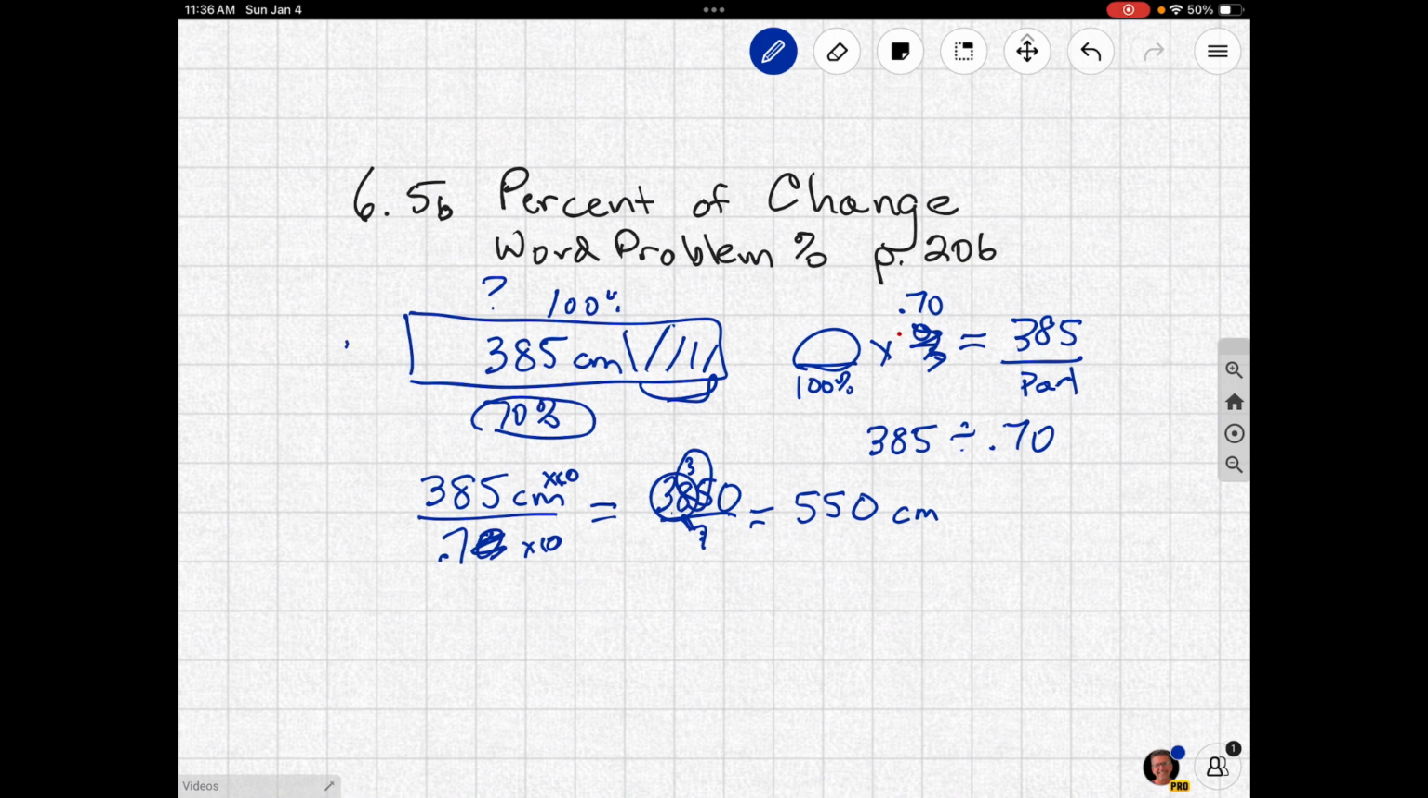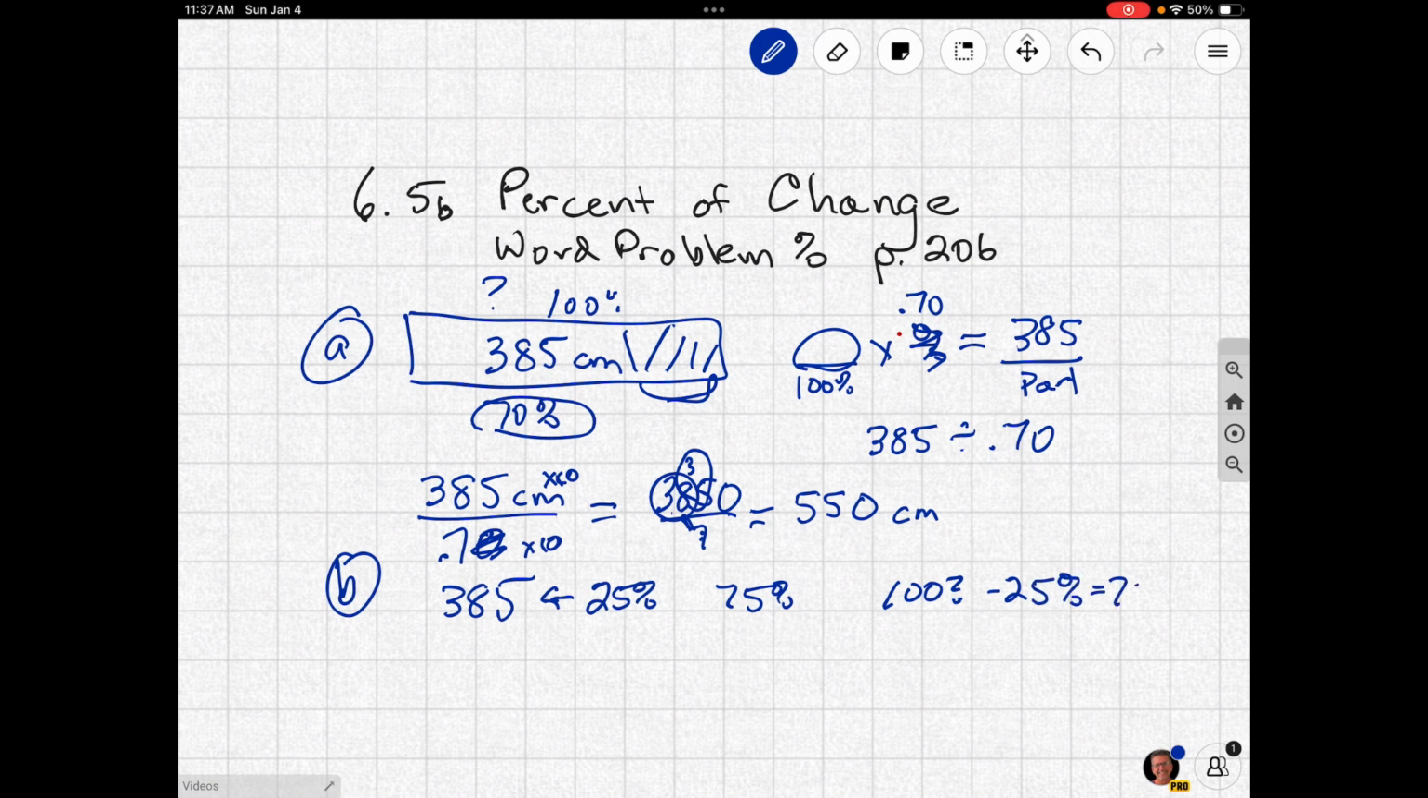Okay, that's part A. And part B asks, what was the remaining length of the brass chain after making the keychains? He used 25% of the remaining chain to make some keychains. So 385 is the remaining part, and he used 25%. He subtracted this 25% from that 385, which means that the remaining part would be 75%, right? 100% take away that 25% that he uses is equal to 75%.